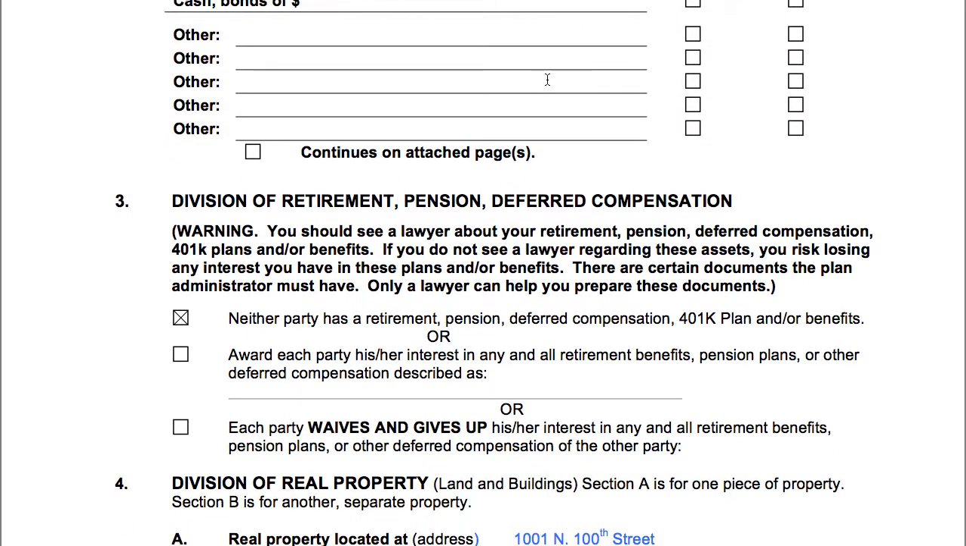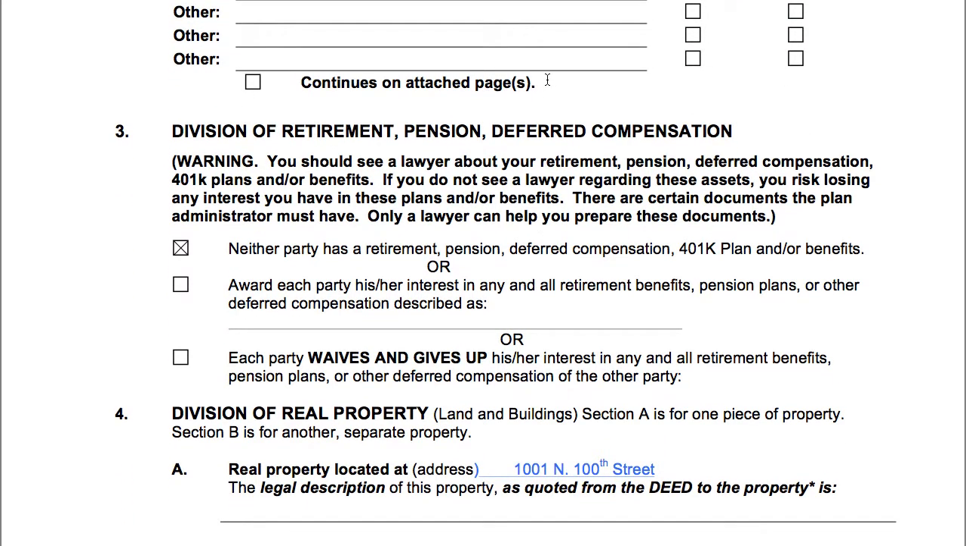And in number 3, it's the division of your retirement, pension, deferred compensation. If you don't have any, then you don't need to worry about it. And if you do have any, you'll need to describe what you're going to do with that.